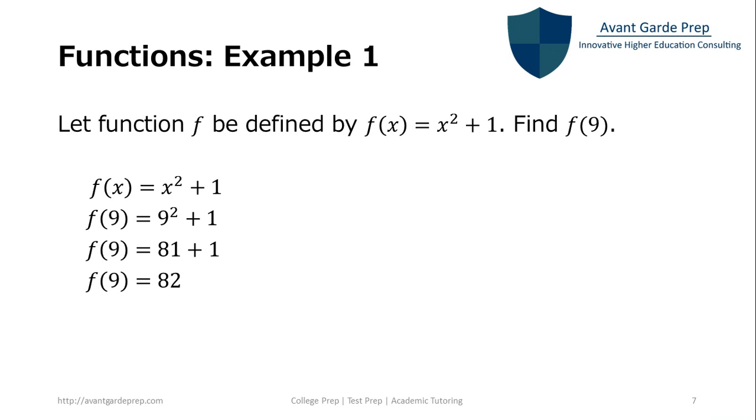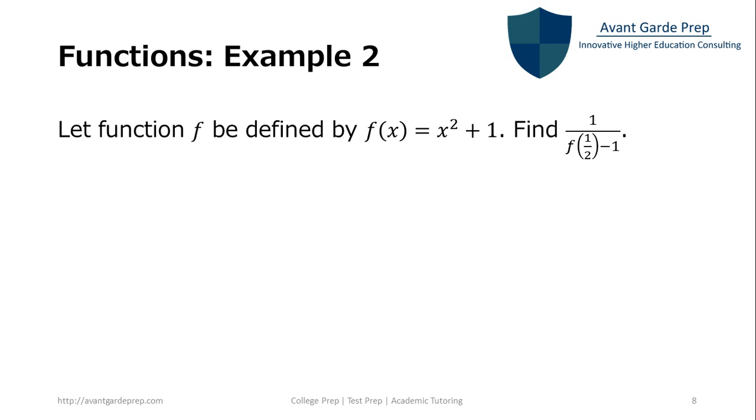Now let's take a look at our second example. Here they kind of rearrange the function. So they have let function f be defined by f of x equals x squared plus 1. So it's the same rule we had before. And they want us to find the value of 1 divided by f of 1/2 minus 1. So this looks a little more tricky, but we just set the problem up and substitute in that 1/2 for the x in the rule, and then perform the other operations.